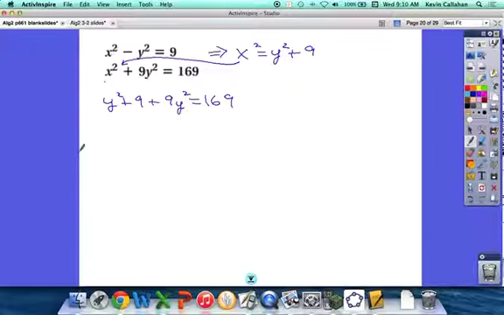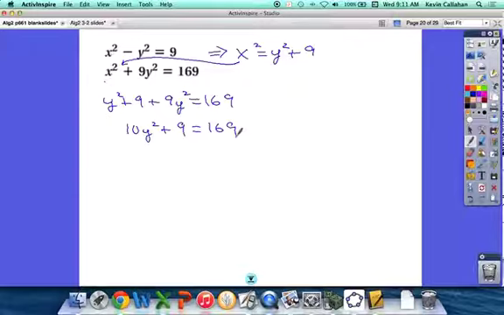So yeah, remember the steps in substitution are first you solve one of the equations for one of the variables. Then you substitute into the other equation for that variable. Then you have one equation and one variable, so solve for the remaining variable. Now we have to solve for y. So first, what do I need to do to solve for y? Combine like terms on the same side. Y squared plus 9y squared. 10y squared plus 9 equals 169.